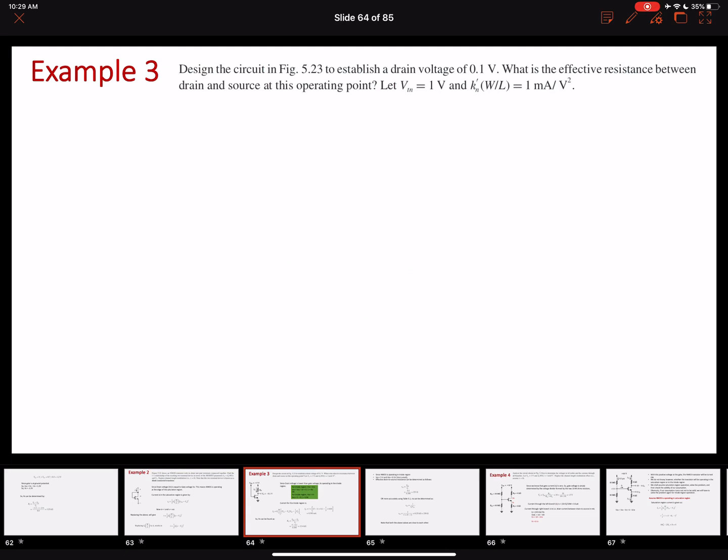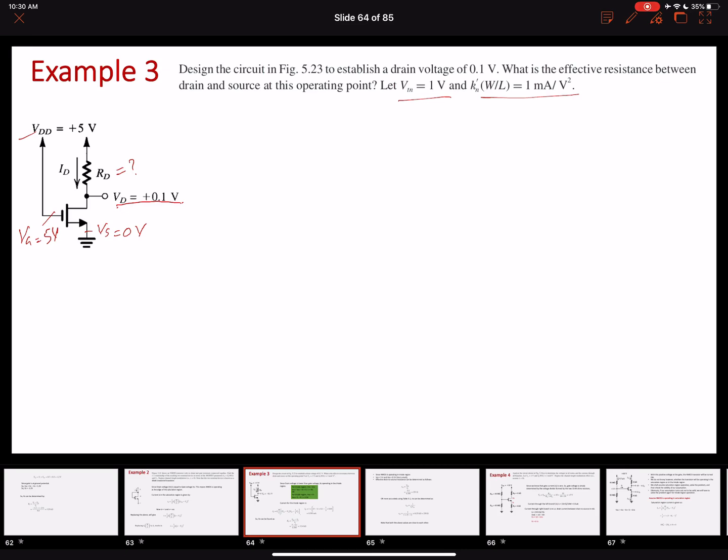And here's another example. In this example, we have a biasing voltage. We are given a drain voltage of 0.1 volts. Our gate voltage over here is equal to this biasing voltage, 5 volts. Our source voltage is 0 volts, it's grounded, right? And given our threshold voltage and the process transconductance parameters, we need to find out the value of RD here.